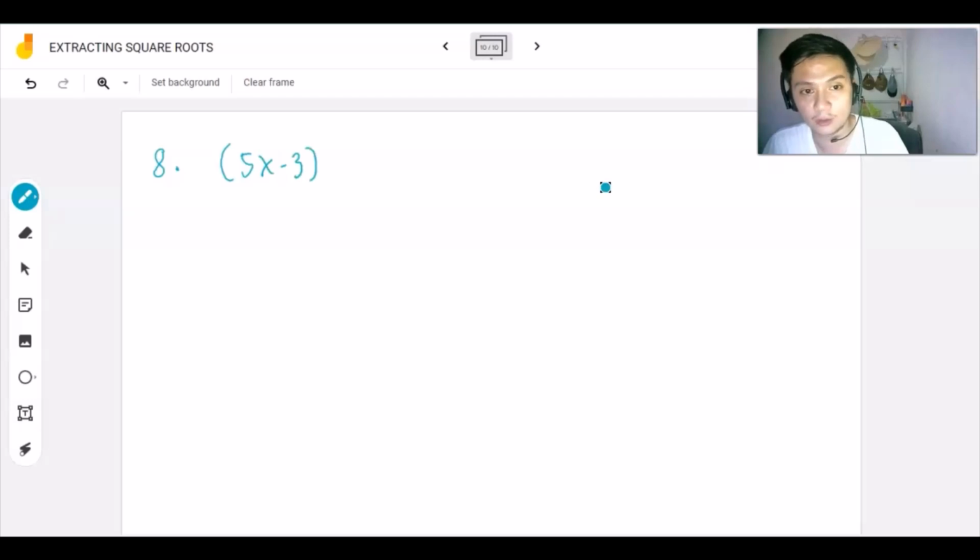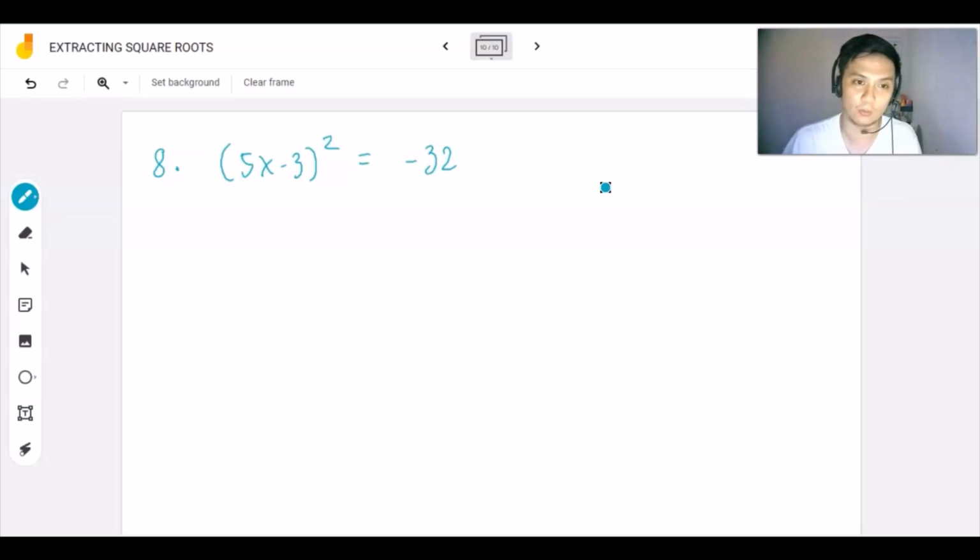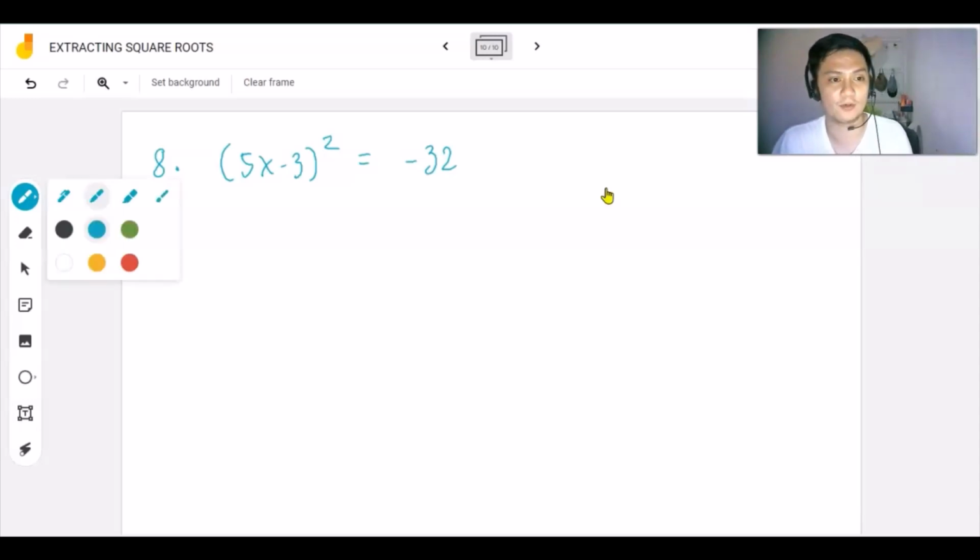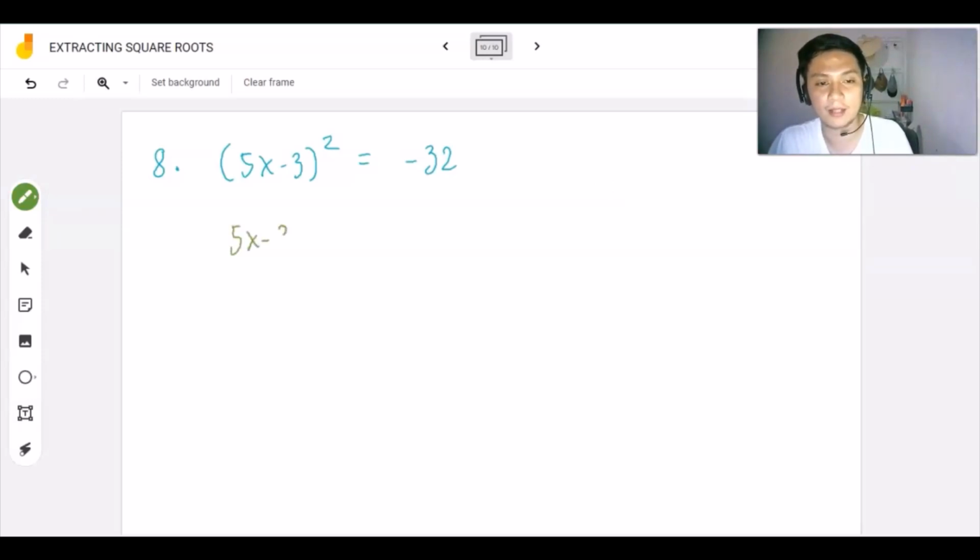5x minus 3 quantity squared equals negative 32. O, diba? May negative constant na naman tayo and we have nothing to transpose, which means we cannot make this positive or whatever, kasi nga negative 32 lang ang constant dito. And we have nothing to also divide both sides by kasi wala naman tong coefficient na greater than 1 or ang absolute value ay greater than 1. So, what do we do? Apply na agad po ang square root property. So, we have 5x minus 3 equals positive or negative square root of negative 32.